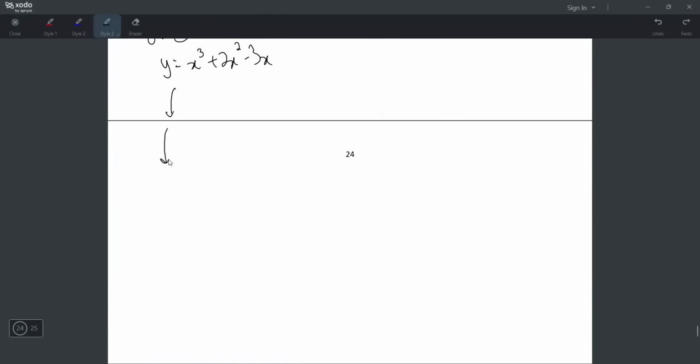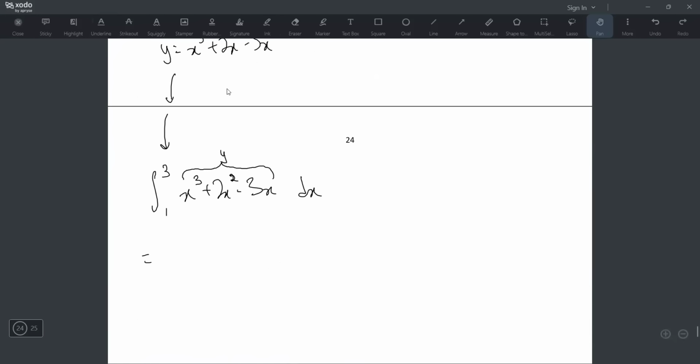So continue here. Integrate from 1 to 3 of y. This is y: x cubed plus 2x squared minus 3x dx. Now we have to integrate this. And I'm sure this time the answer has no plus C, because here there are numbers, so it is a definite integral. For a definite integral, when you integrate you will not write the plus C. Instead, you have to substitute the 3 and 1 later. Okay, first you have to integrate.